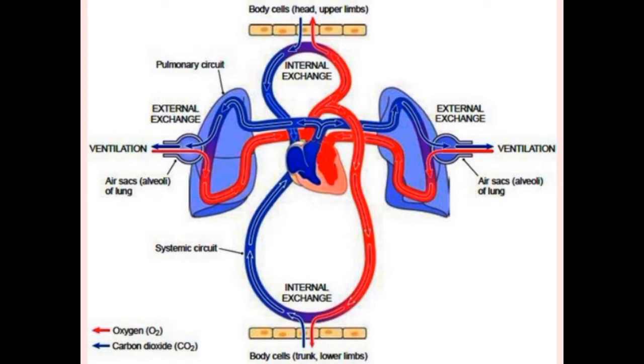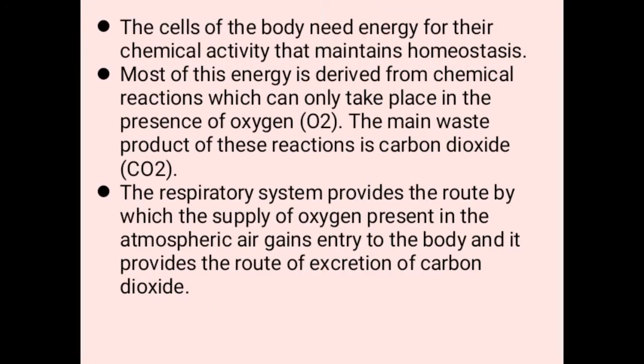Body cells. We can see that the cells are getting oxygen from the blood and they are releasing carbon dioxide into the blood. That is what we are saying to be the internal respiration, or internal exchange of the gases. All the cells of the body need oxygen in order to play their physiological functions or metabolic mechanisms in order to maintain homeostasis.